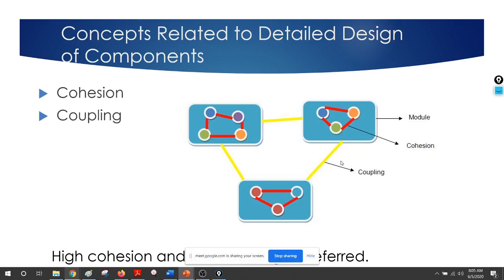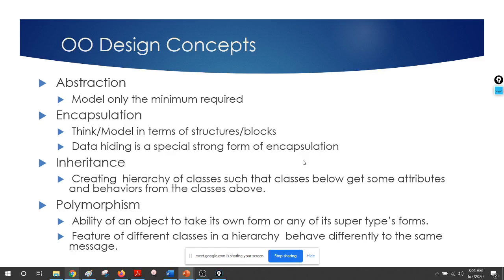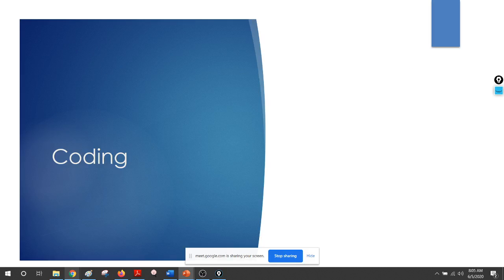right? Then that is mostly a structured concept. When it comes to object oriented designing, we have four concepts: abstraction, encapsulation, inheritance, and polymorphism. I'm not going to cover those things. We have covered those in our object oriented programming in semester 2. But you have to be aware of those things, because you are in semester 3, which means you must have those skills and competencies from your semester 2. Okay, right? Now we are moving to the coding.